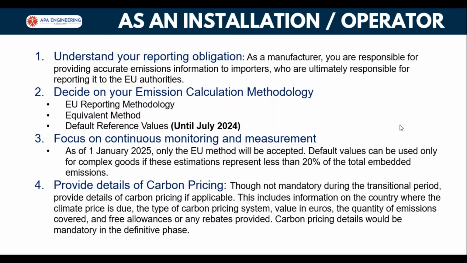So the first is the EU reporting methodology. We have this in Annex 4 of the CBAM regulation, which has been published by the EU. We are going to see an example right from there. And then the second is the equivalent method. And the third one is different default reference values, which can be used until July 2024. The default reference values for calculating specific embedded emissions for precursors have been published by the EU with JRC. We have also provided links for the same.